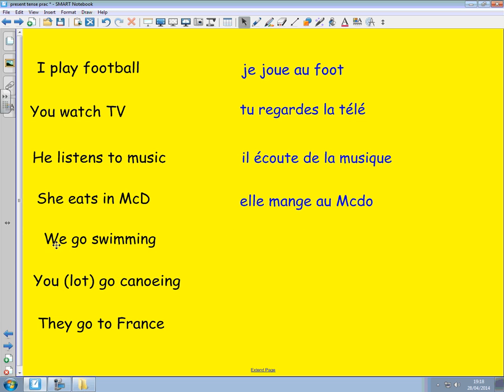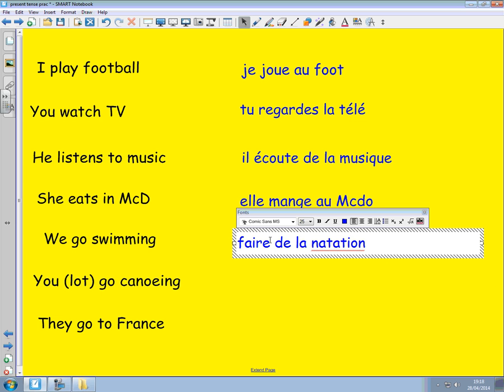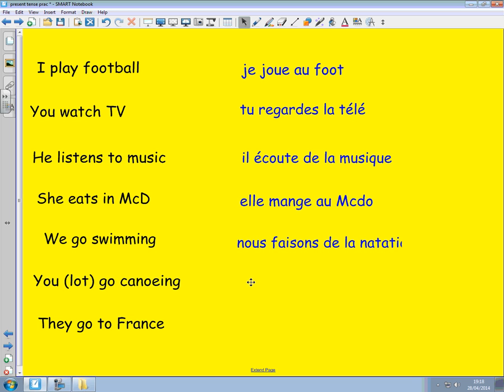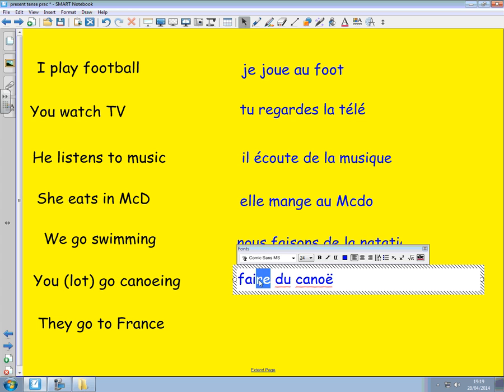Now, we go swimming is a difficult one because they actually use faire as their infinitive. Faire de la natation is to go swimming. So, they don't quite follow the same pattern here, but we sort of can find the stem, decide the person, and add the correct ending. Again, we use the verb faire. Now, it's not quite the stem in this sense, but what you do is you find the person, check your ending, check on your verb table. This one's an irregular one.